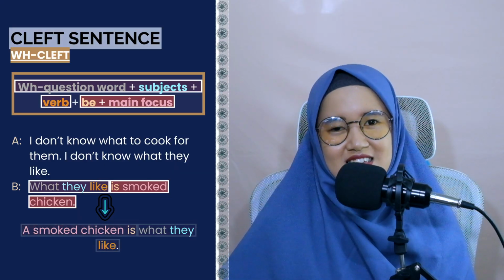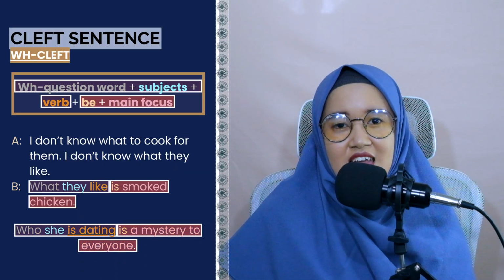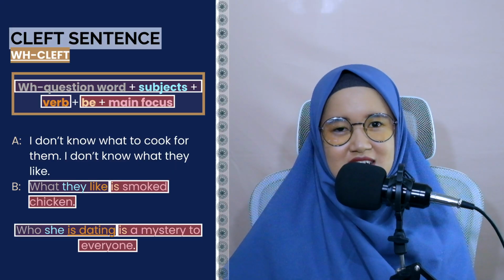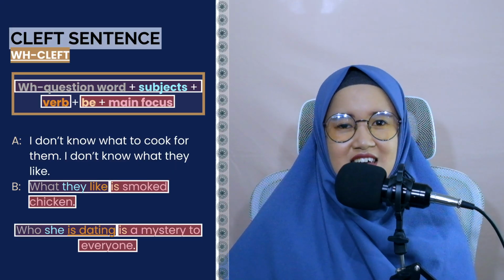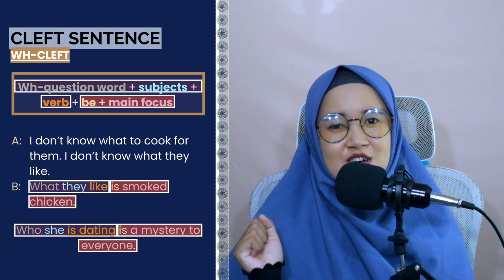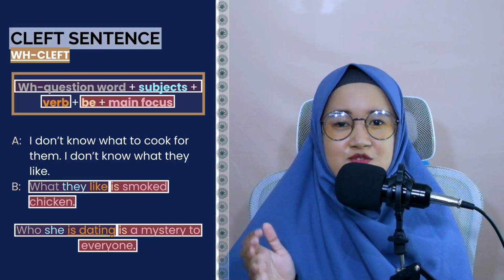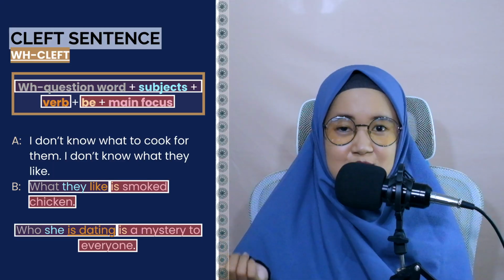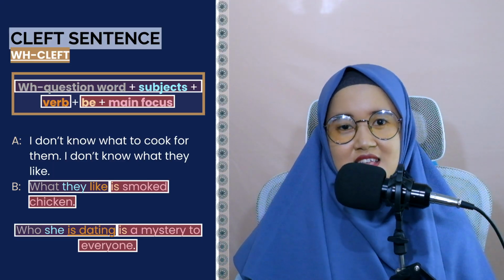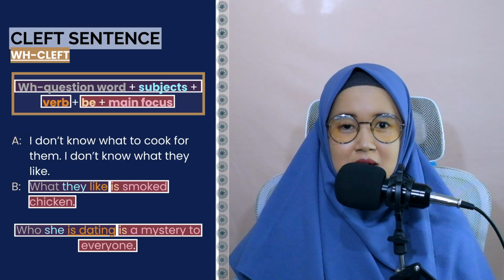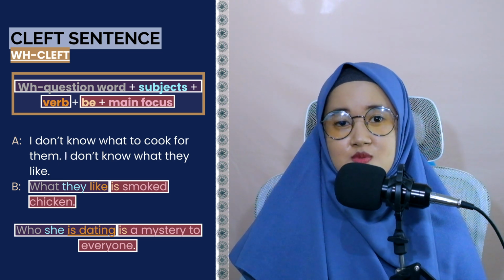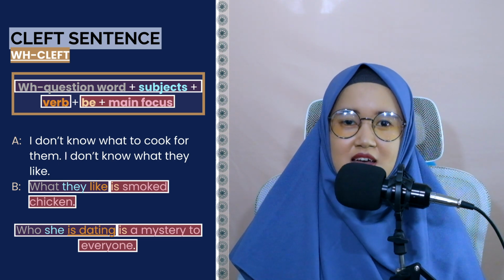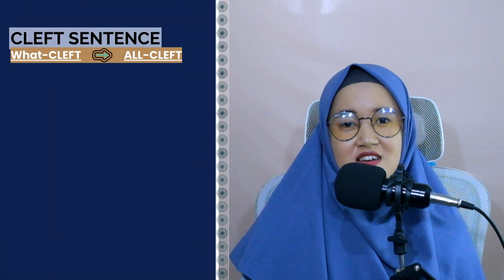It is perfectly okay. Who she is dating is a mystery to everyone. Verb phrase. Is it okay? It is also correct to use a verb phrase instead of just a single verb after the subject. Remember that, unlike it cleft, the main focus does not come right after the WH word since it is followed by the be.